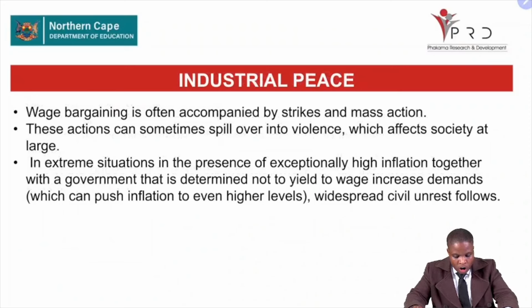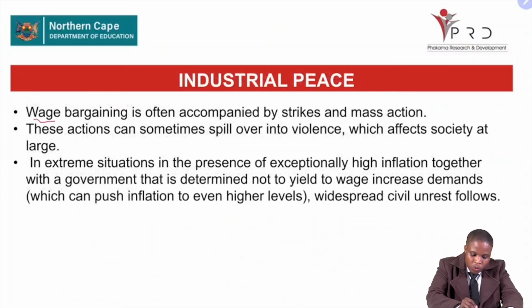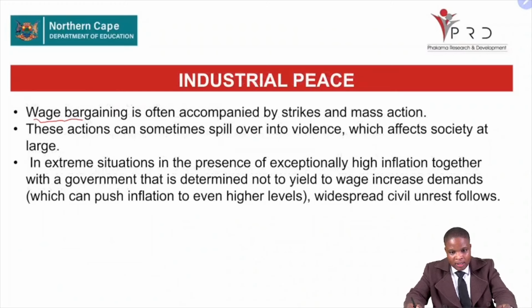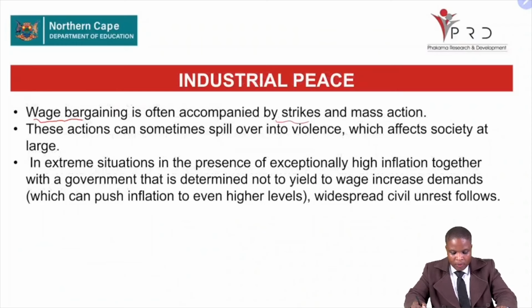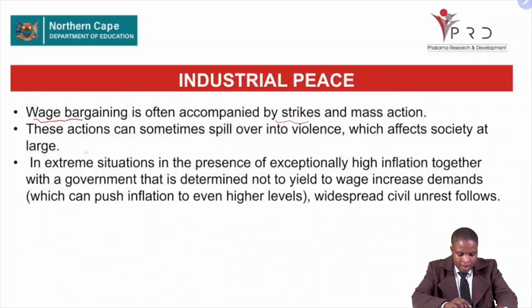Wage bargaining is often accompanied by strikes and mass action. So when they are bargaining for their wage, what is wage bargaining? They say we want a 10% increase. The employers say we're giving you 4%. We want a 10% increase. They are not giving them. They are going on the street. They start striking, right? So it brings what? Industrial instability. There's no stability. There's no peace in the industry because people are bargaining for more wages. And then the production stops when people are outside bargaining for more wages. This action can sometimes spill over into violence, which affects the society at large.